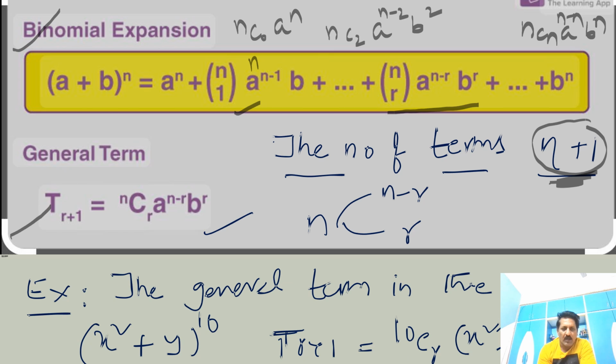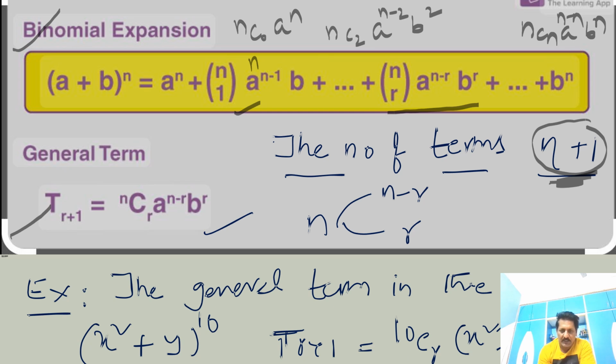So here I would like to give one example. The general term in the expansion (x squared plus y) whole to the power 10. So here a means x squared. If the plus is given, you can go with any order, there is no difference. But if it is minus, you have to worry about the sign. So a means x squared, b means y, n is 10 here.